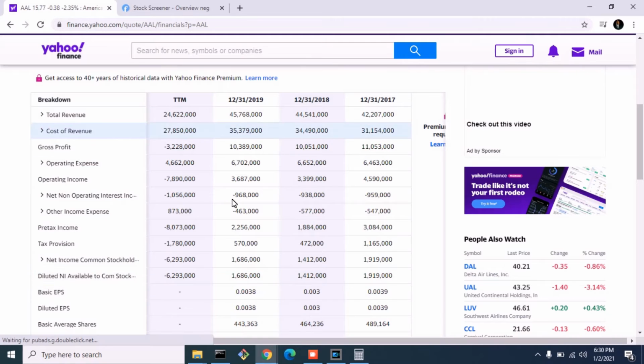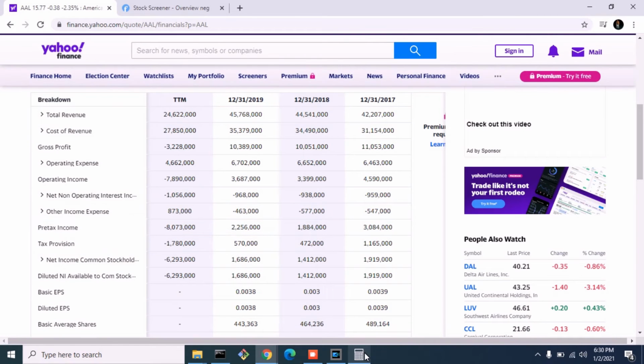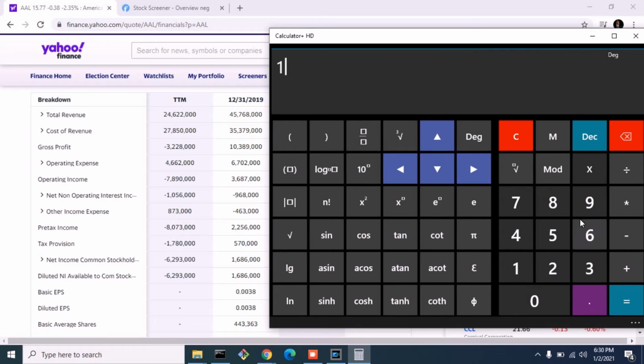So let's calculate it out for 2019. The net income was 1,686 million. You divide that by its total revenue number, 45,768 million. And that gives you 0.036, but then you multiply it by 100 to get the percentage, and you can see that they had very narrow profit margins, 3.6%.